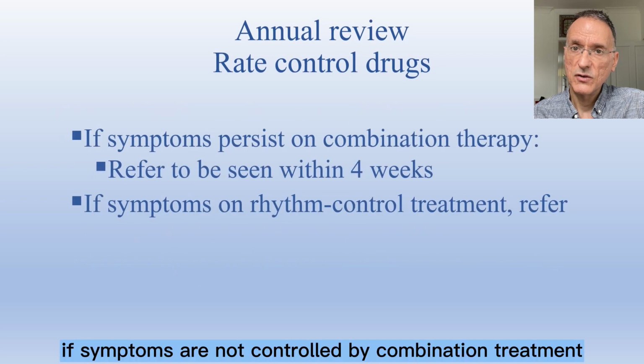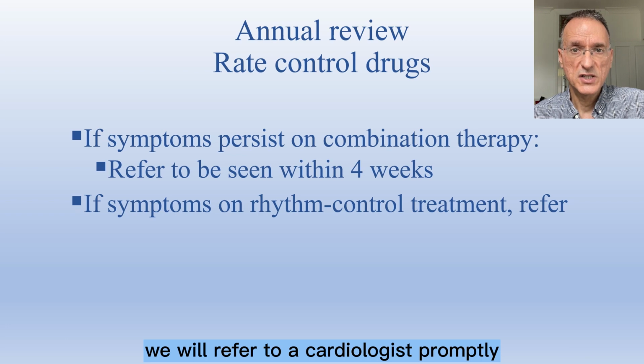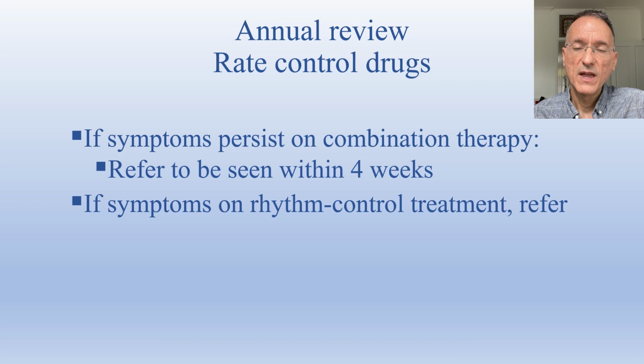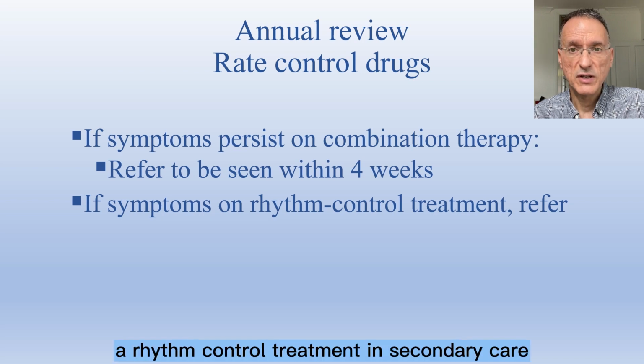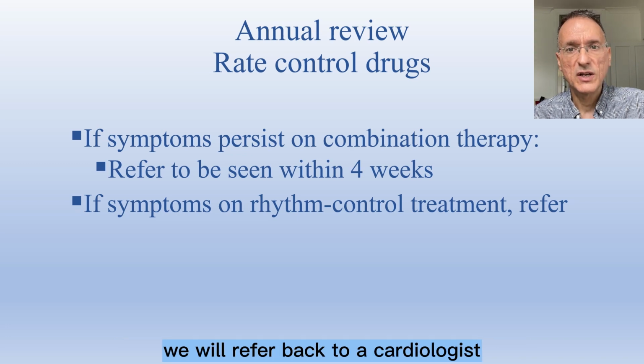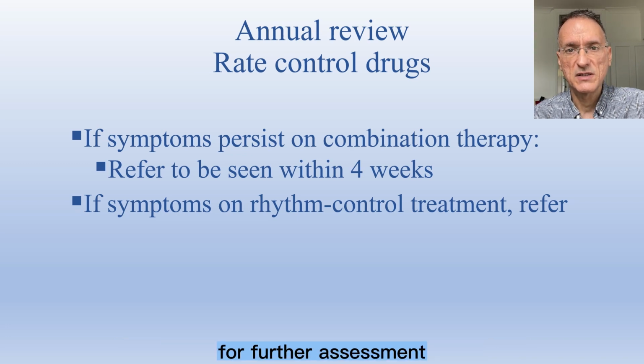If symptoms are not controlled by combination treatment, we will refer to a cardiologist promptly, that is, to be seen within 4 weeks. For people who have received a rhythm control treatment in secondary care, who have recurrent or persistent symptoms, we will refer back to a cardiologist for further assessment.